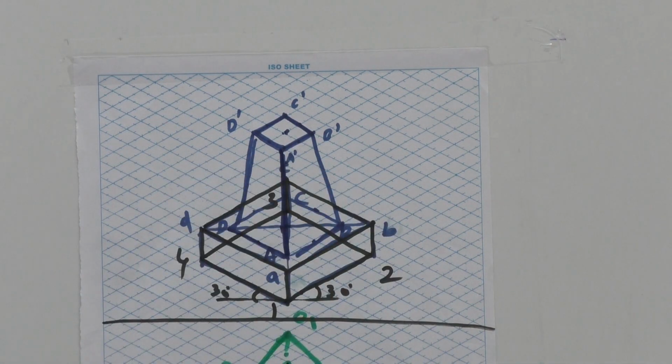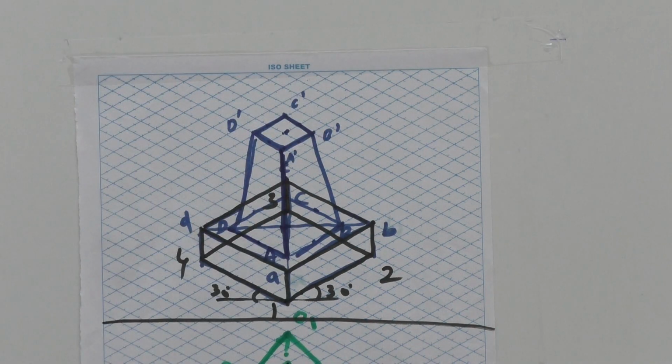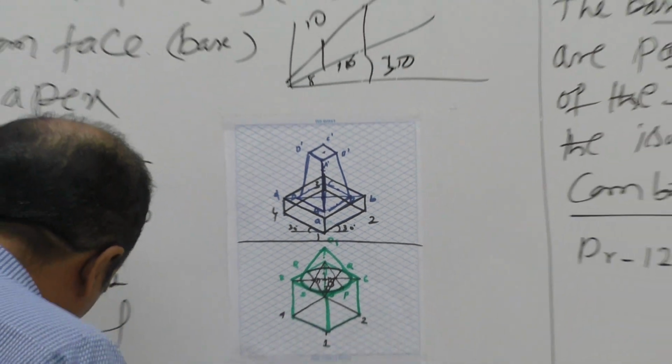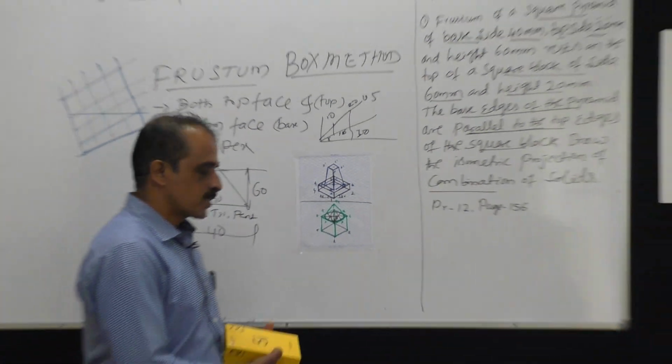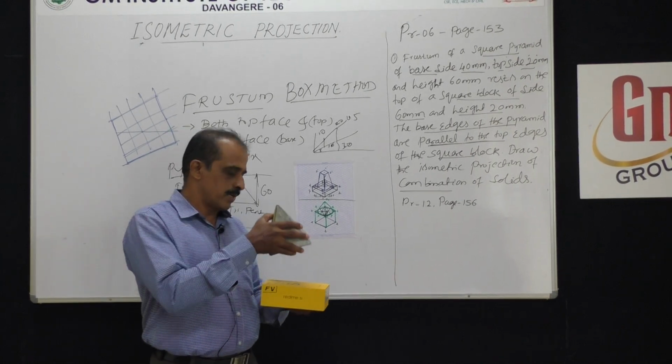So now this completes the problem 6 on page 153, where the frustum of a square pyramid is placed exactly on the top face of the square block.